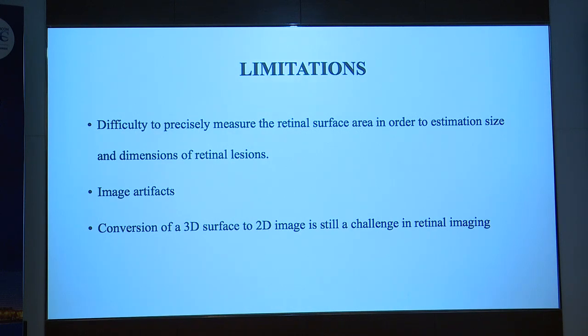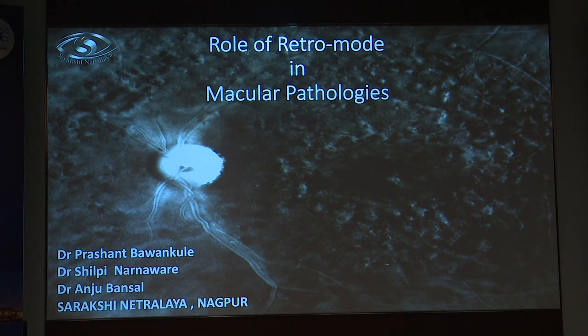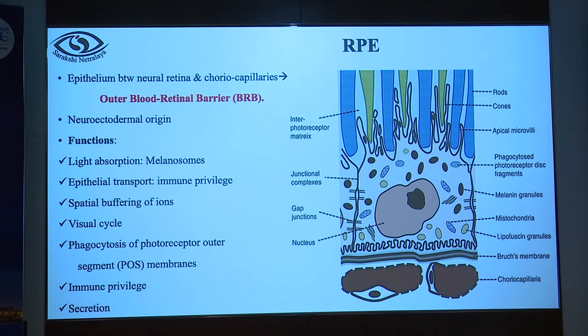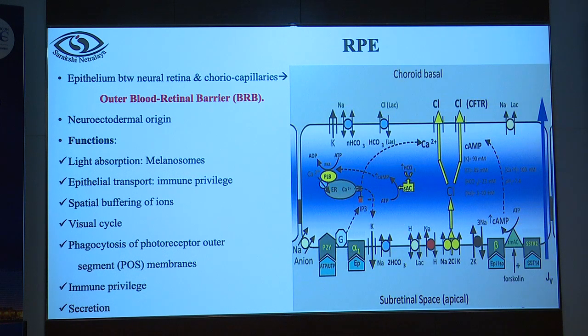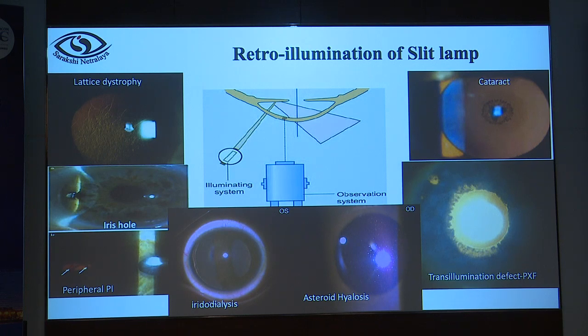Now we have an additional feature with this machine, what is called retro mode. So now let's move to the role of retro mode in imaging in macular pathologies. So what is retro mode? We all know now, are convinced that the hot seat of activity in any retinal disease is the RPE. Most of the diseases now are implicated to the RPE because of the various things which are happening at RPE level. So what is retro mode?